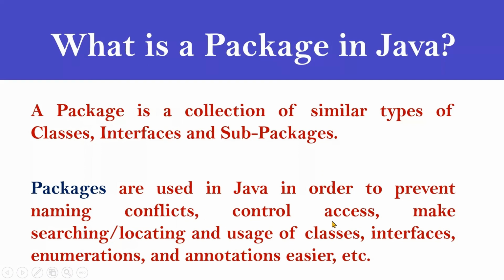Then you can control access. Control access implies that private, protected, and public access for the class and methods can be written. And searching, locating, and usage of classes, because every class has its own name, so we can identify which package a particular class is available in. And also the interfaces, enumerations, and annotations. An annotation is nothing but some extra information about your class and interfaces. Now the problems you are facing with all these things can be avoided with the packages.